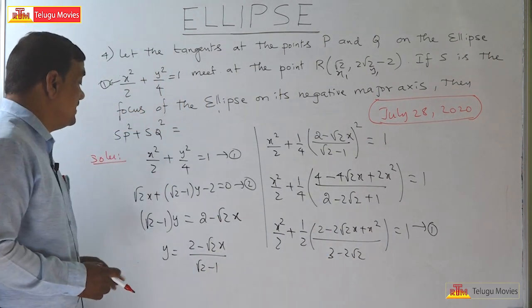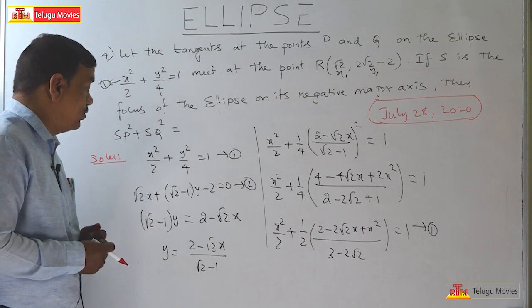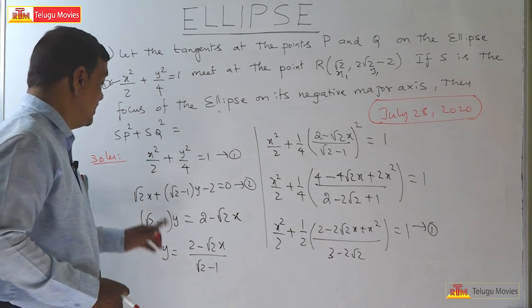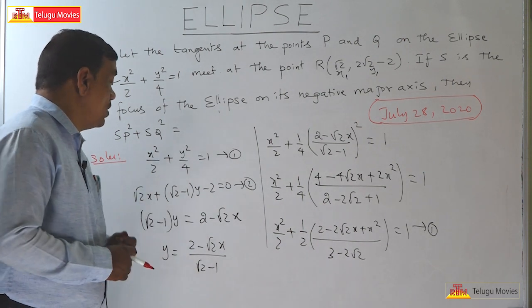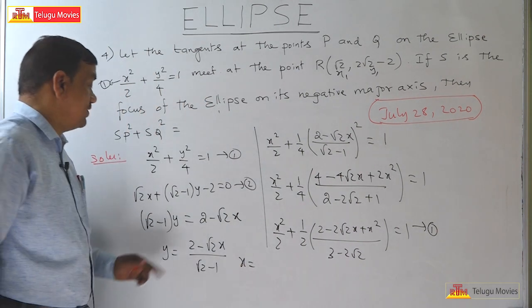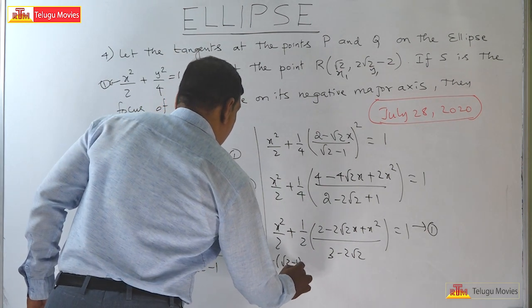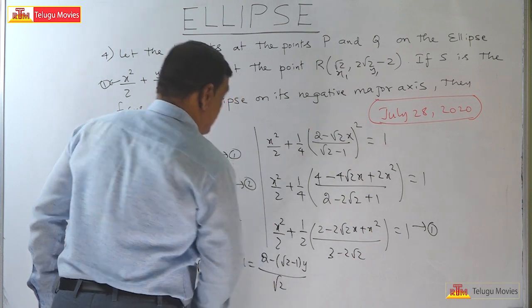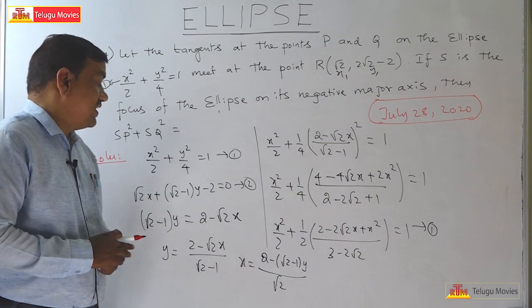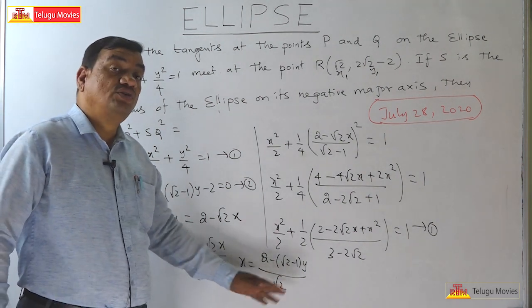Now let us see this equation. I have written y is equal to; now if you write x is equal to, then also we will get something different. So here root 2x is equal to 2 minus root 2y, so x is equal to (2 minus (root 2 minus 1) y) by root 2. If you substitute x here, again we will get a quadratic equation. So I think it is easier if you convert into an equation in y.